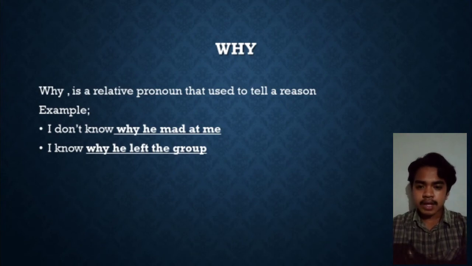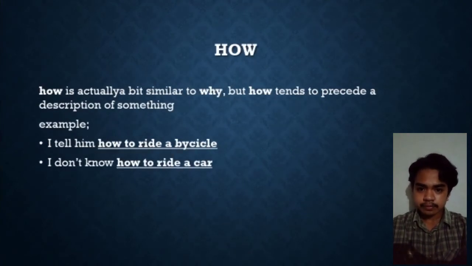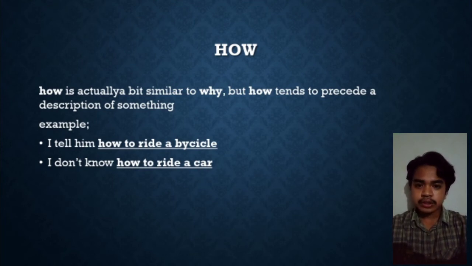The last type of relative adverb is how. How is actually a bit similar to why, but how tends to precede a description of something. For example, I tell him how to ride a bicycle. I don't know how to ride a car.